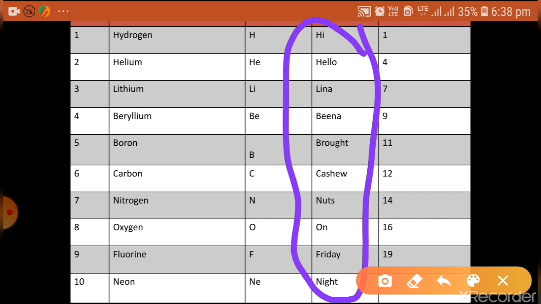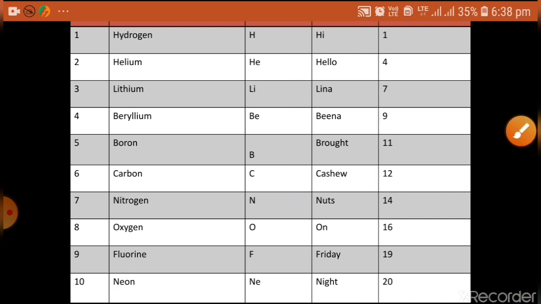Hi, you can see H is matching with the symbol of hydrogen here, and hello, you can see He is matching with this line. So in this way, each and every word has some letters or alphabets which match with the symbol of that element.